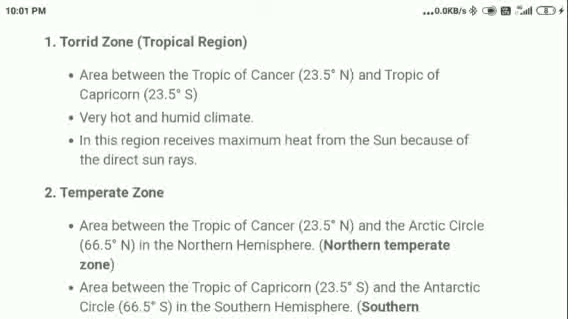So as I told you about the torrid zone, we also call it the tropical region, because it is between the tropics. The latitude values are given. They have a very hot and humid climate.